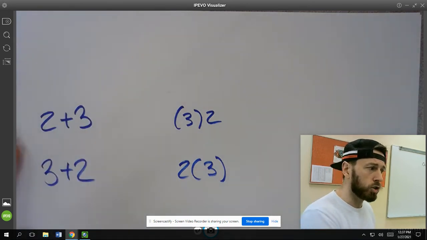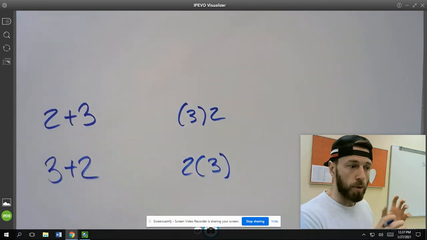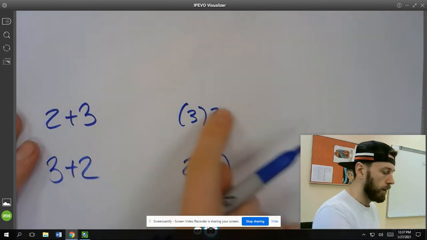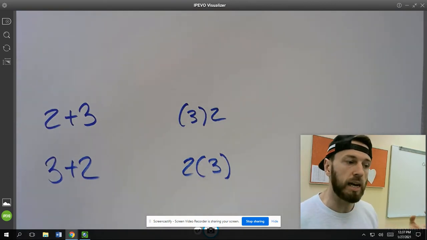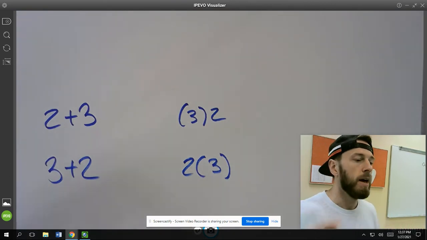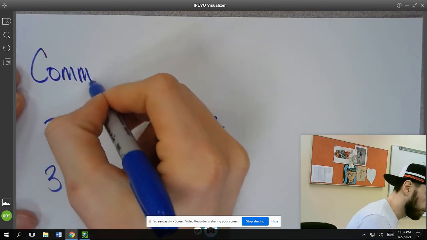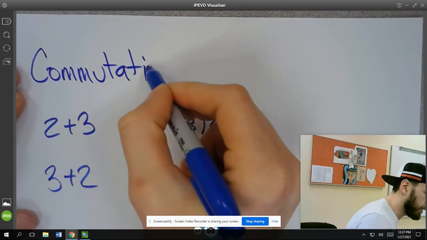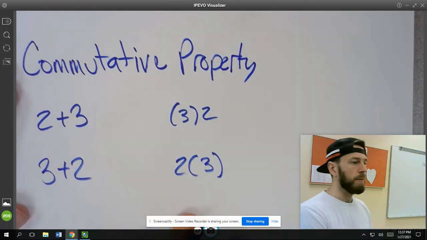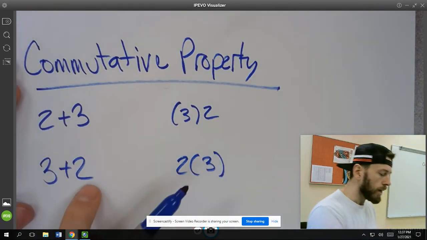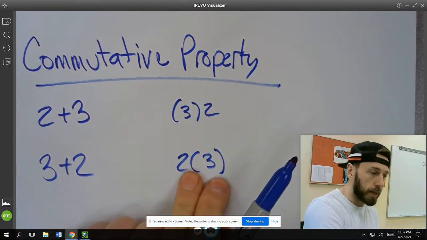And what says that it's true, that no matter what you add together, if you add them in different orders, you get the same answer. Same thing with multiplication. If you multiply two things together or a few things together, it does not matter what order you multiply them in. The property that says this is true is called the commutative property.